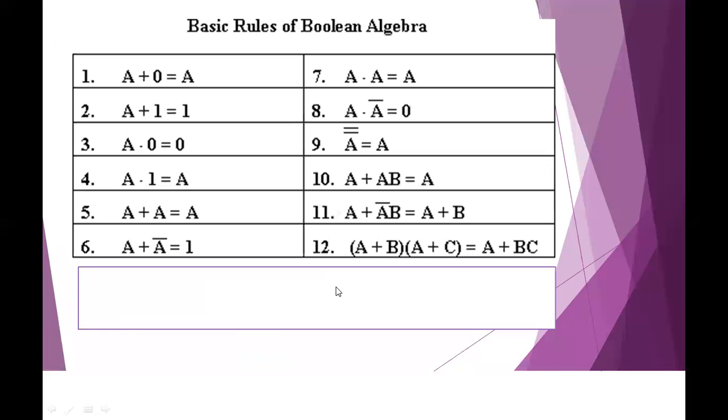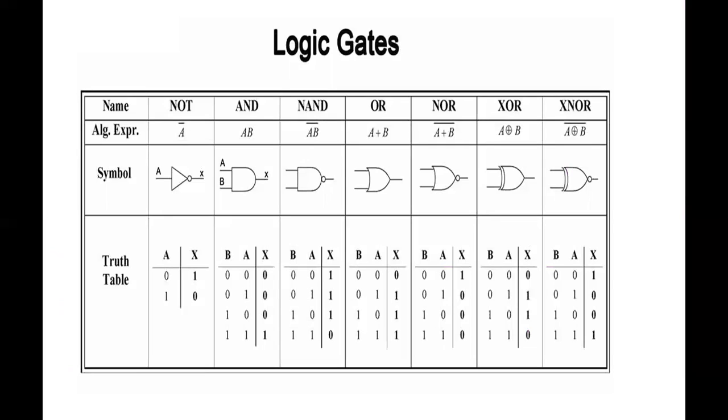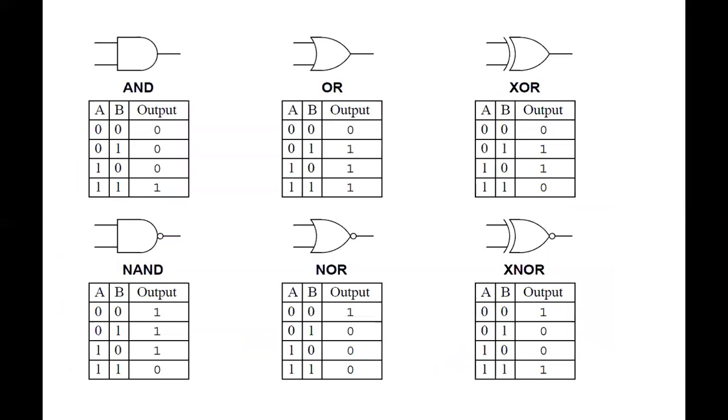And these are the Boolean rules for Boolean algebra. You can pause the video here and try to learn the basic rules of Boolean algebra, and with this we can simplify any function. And these are the logic gates, that is AND, OR, NOT gate, or NOR, NAND, and XNOR. The symbol and truth table are also shown. And here the AND, OR, NOT gate, NAND, NOR, XOR, and XNOR gates are also shown.